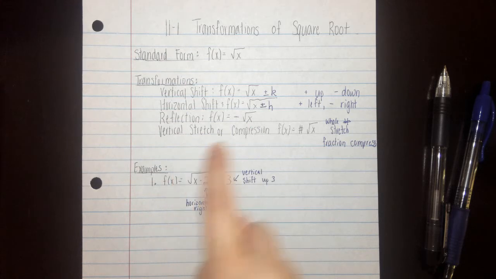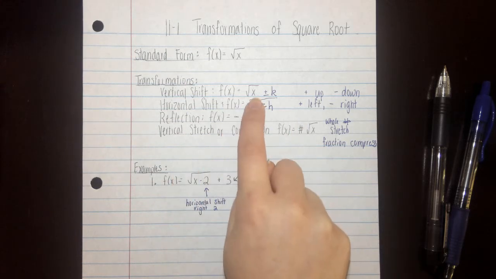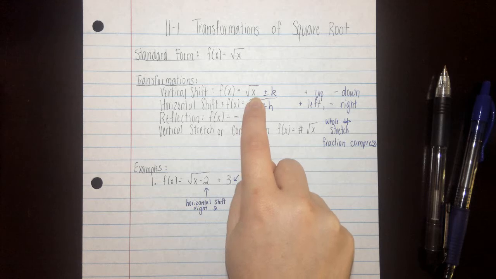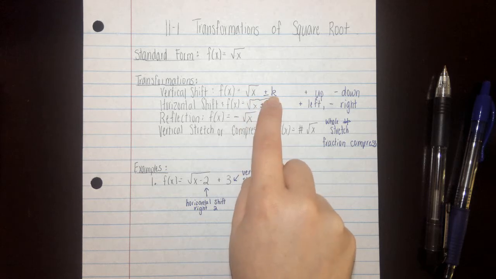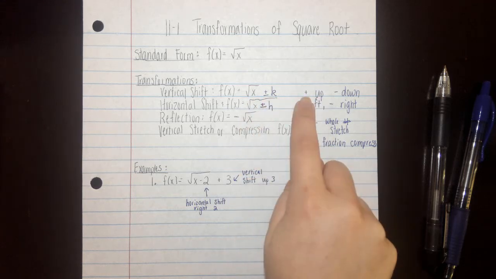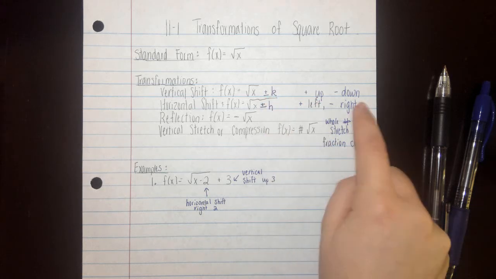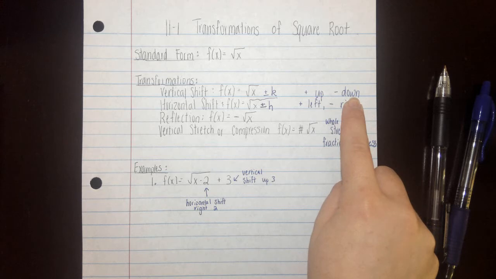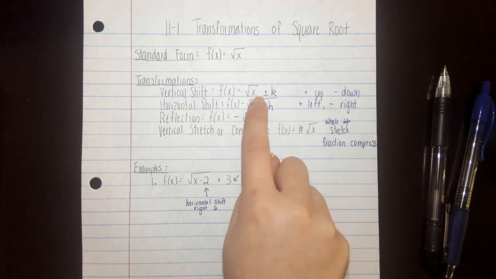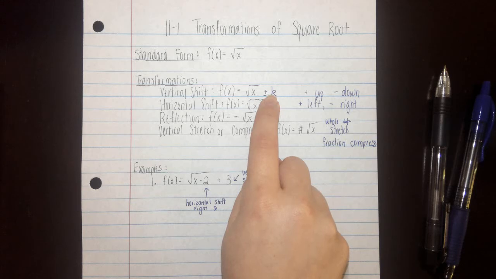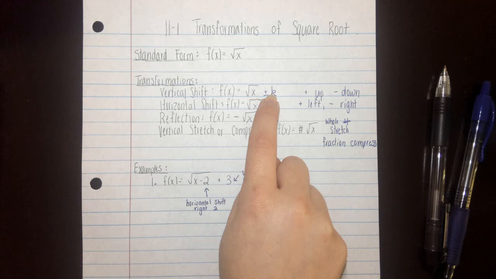In the equation, that looks like f of x is equal to the square root of x, plus or minus k. If it's plus k, you have a vertical shift up. If it's minus k, you have a vertical shift down. And as you notice, it's on the outside of the radical, or on the outside of the square root sign. So make sure you make note of that, because that part is important.